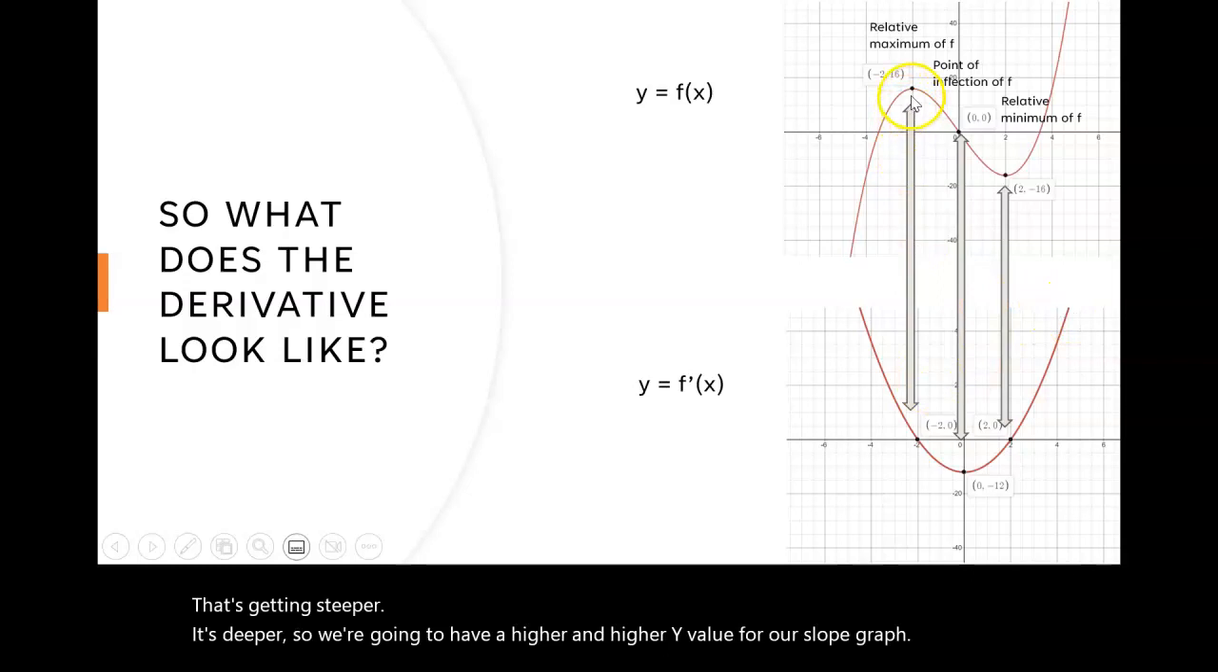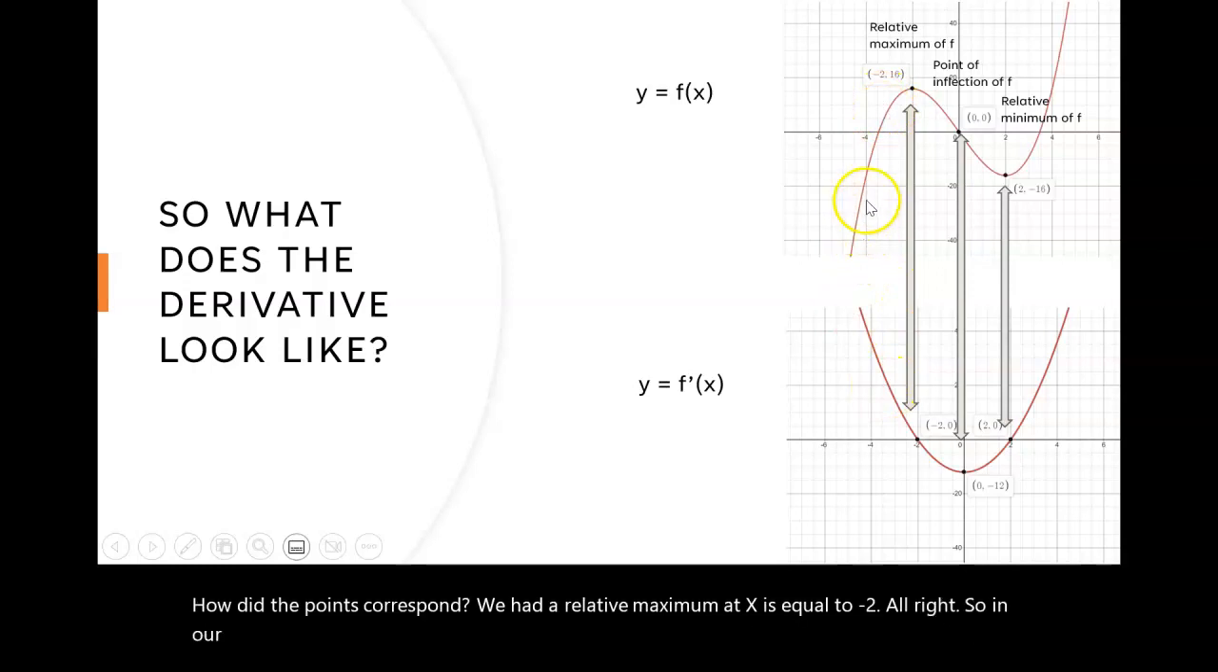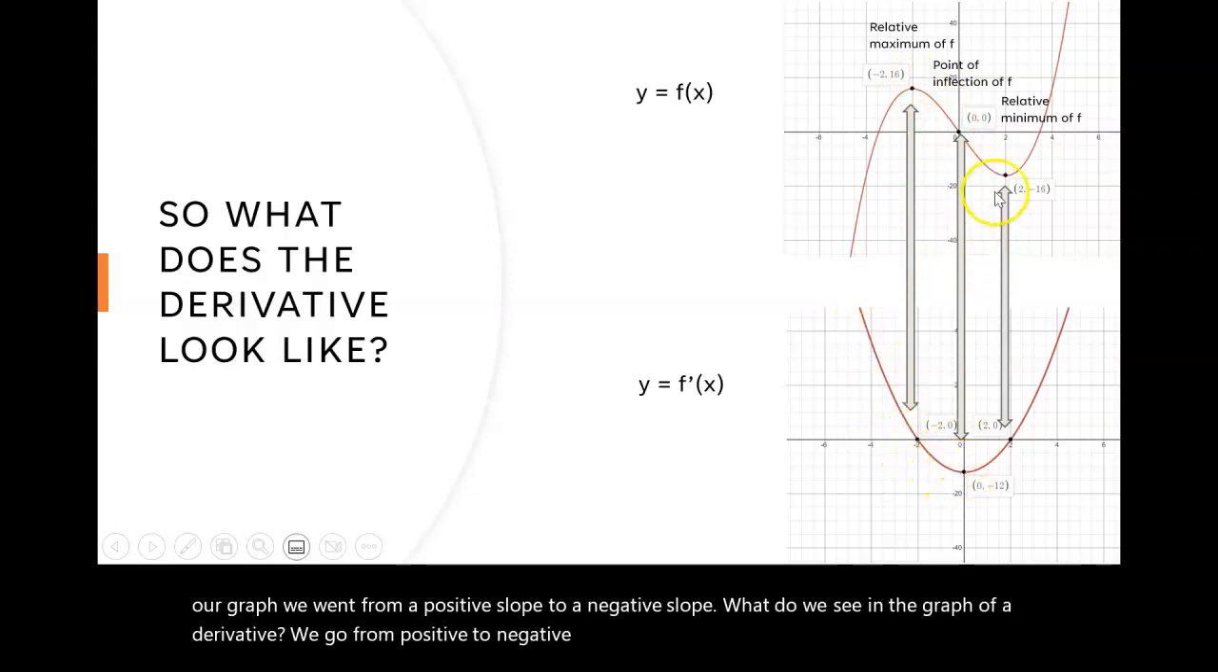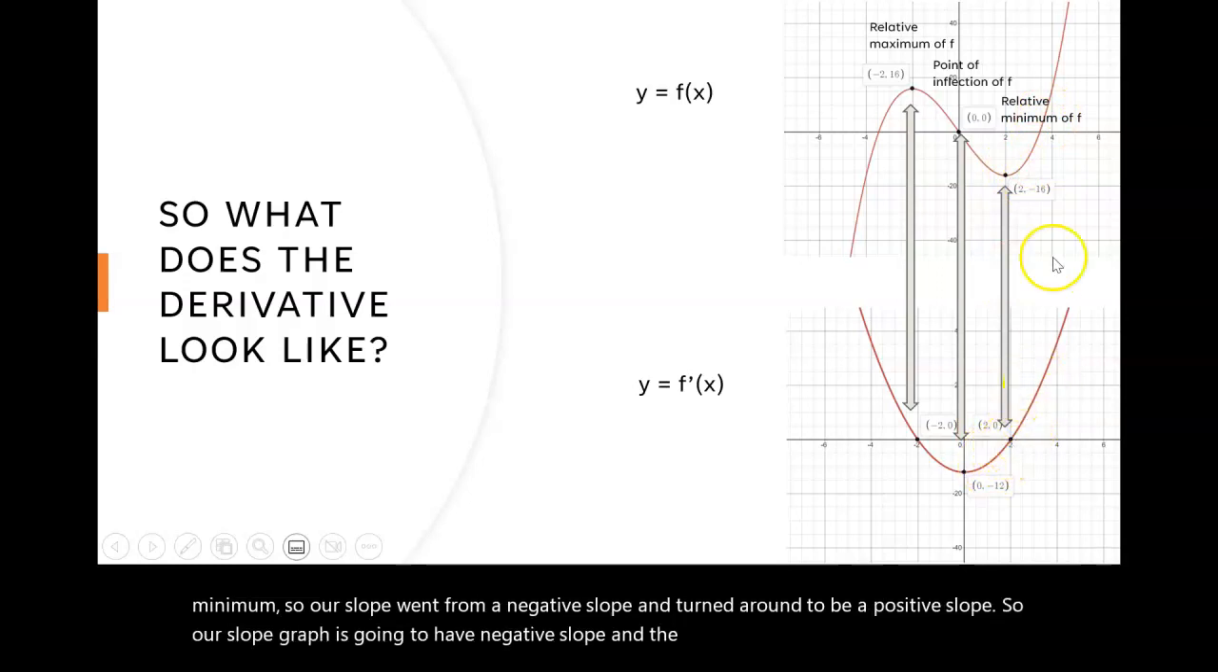Well, how do the points correspond? We had a relative maximum at x is equal to -2. All right, so on our graph, we went from a positive slope to a negative slope. Well, what do we see in the graph of a derivative? We go from positive to negative. At x is equal to 2, our graph of f had a relative minimum. So our slope went from a negative slope and turned around to be a positive slope. So our slope graph is going to have negative slope into positive slope.